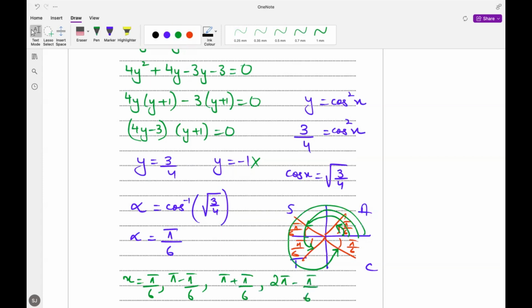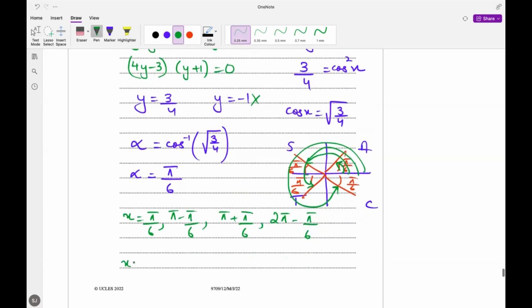Simplifying these values, we'll get x equals pi upon 6. Pi minus pi upon 6 will become 5 pi upon 6. Then pi plus pi upon 6 is 7 pi upon 6. And finally, 2 pi minus pi upon 6 will become 12 pi minus pi, 11 pi upon 6. So these will be the four values for x.